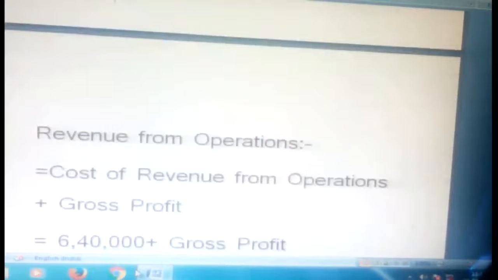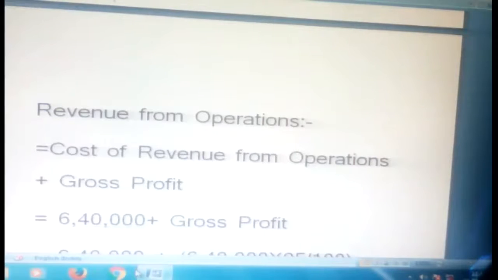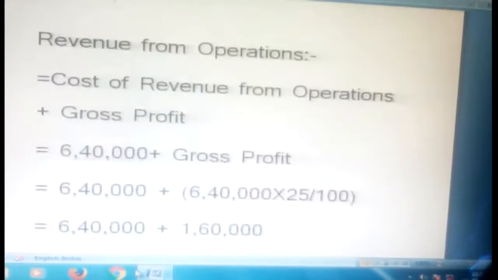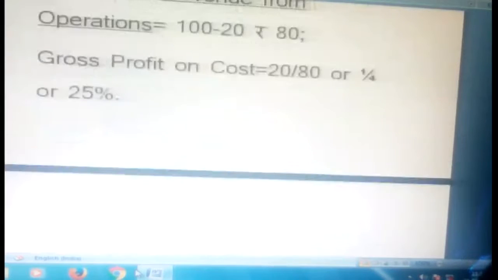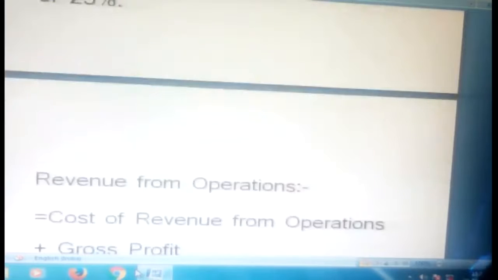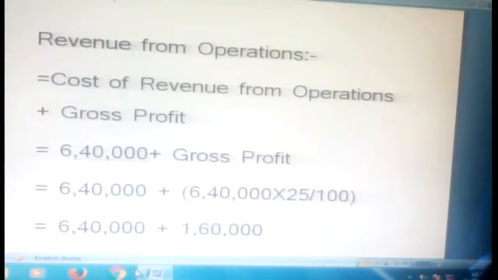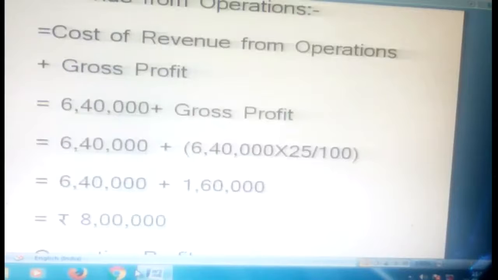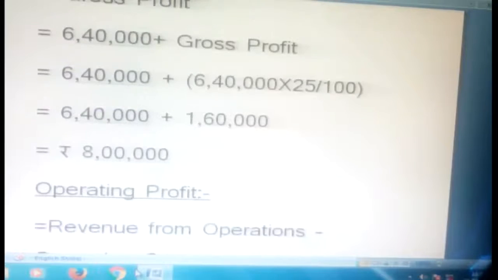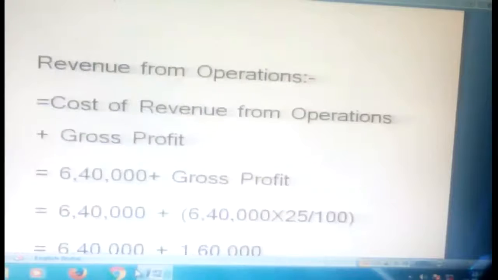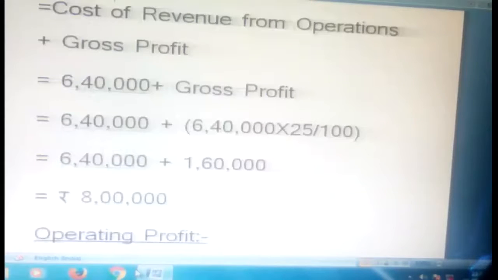When you calculate that, now easily, our revenue from operations is cost of revenue from operations plus gross profit. So 6,40,000 plus gross profit. Gross profit is 20 by 80, or 1/4, which is nothing but 25% of the cost of revenue. So 25% of our cost of revenue from operations gives 1,60,000. When you add it together, you get 8 lakhs. That's our revenue from operations: 6,40,000 cost of revenue plus gross profit 1,60,000 gives 8 lakhs.